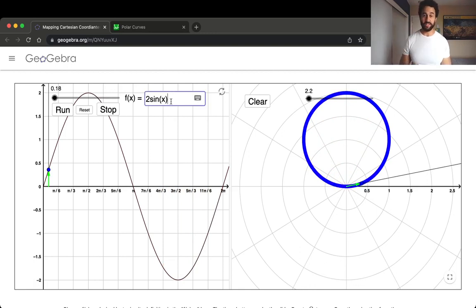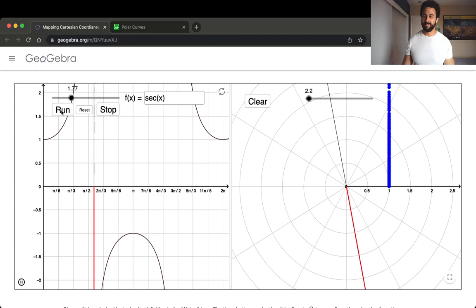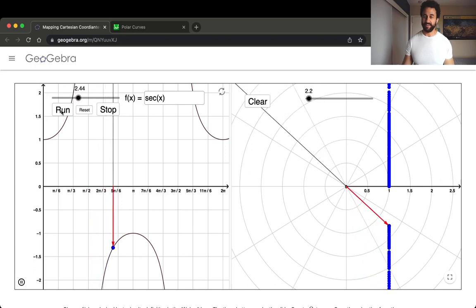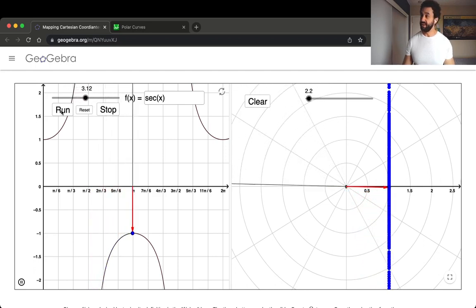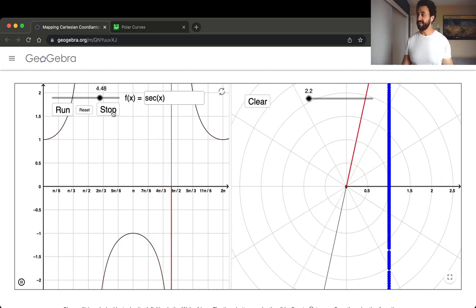So again, I encourage you to play with this, put in some funky functions, whatever you want to do. Oh, what about if we did something like secant x? Let's see what happens there. Oh, that looks familiar, right? That's right. Just a vertical line, right? There you go. So now you can see how it's traced out.